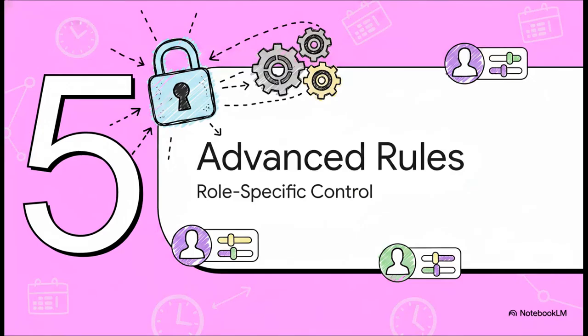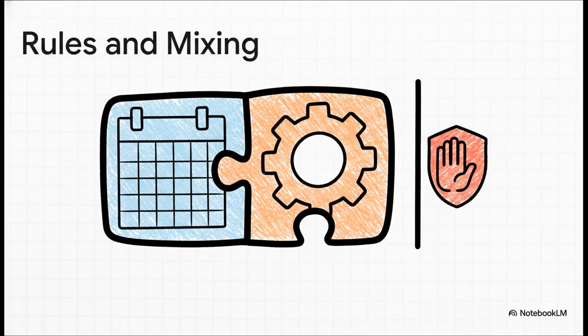Section 5, Advanced Rules and Mixing. Role-specific control. Now that we've got the standard templates down, we need to talk about how these rules interact with your existing settings. Microsoft designed this to be super flexible. First off, the old static date fields and these new dynamic formula fields are mutually exclusive, meaning if you type a formula into the new field, the system automatically clears out the static date for that start or endpoint.